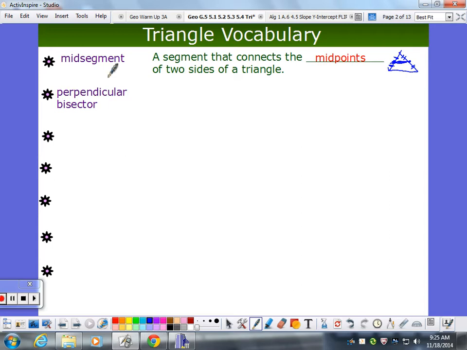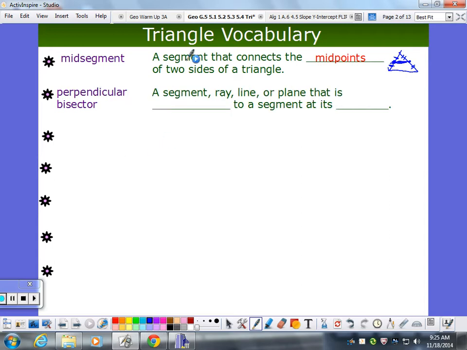Perpendicular bisector, I think we know that. We've constructed these anyways. It's a segment, ray, line, or plane that is perpendicular to a segment and bisects it. What do you think? Yeah, it goes through the midpoint, and it's perpendicular. So what does that mean? If you have a segment, a perpendicular bisector bisects it, and it's also perpendicular to it. We built these when we did our construction. A perpendicular bisector does two things.